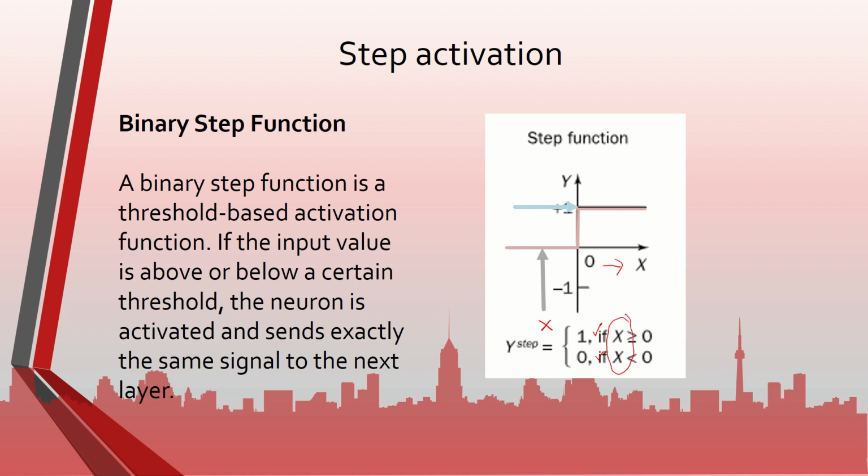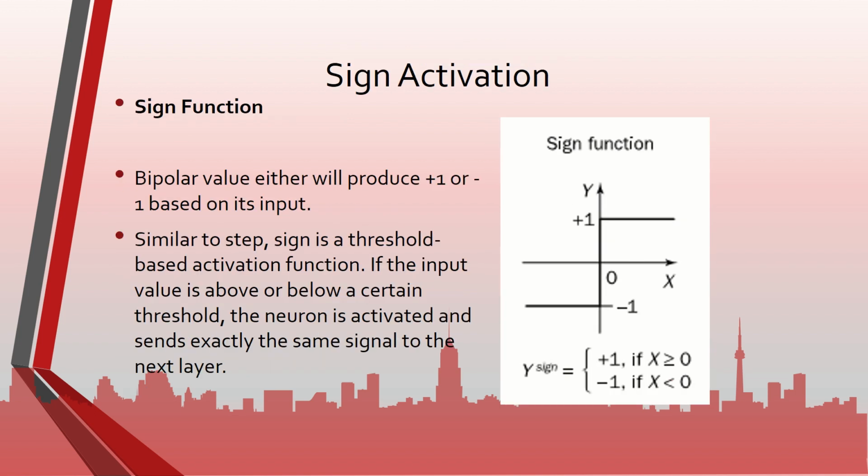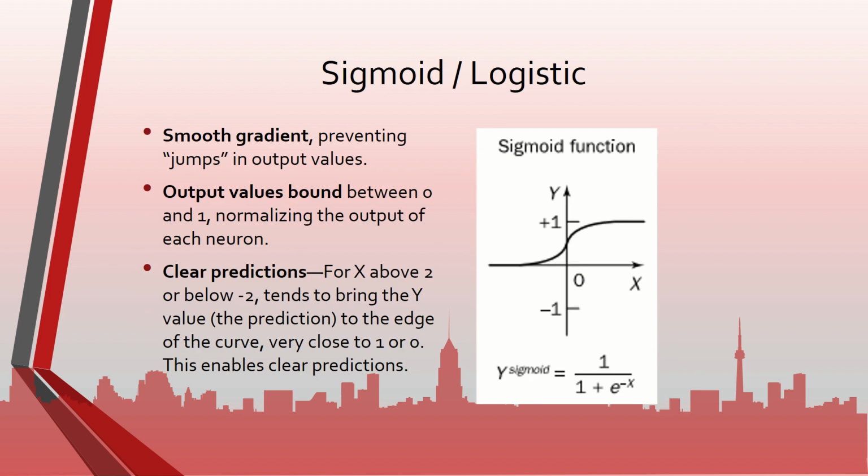Let's look at another type of activation function. We have the sine function, which produces a bipolar value, either +1 or -1, based on its input. Again, its input is based on the range of x. If x is 0 or greater, it will produce 1 as its output, and -1 if the x value is negative. Similar to step, sine is a threshold-based activation function, and if the input value is above or below a certain threshold, the neuron is activated and sends exactly the same signal to the next layer.